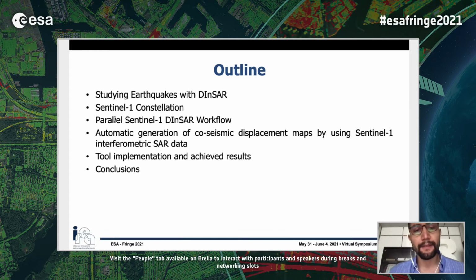The core of this presentation is the automatic generation of co-seismic displacement maps by using the Sentinel-1 interferometric data. This is the core of this presentation: how it's possible to generate in an automatic way the interferogram and displacement map inputs for services with geophysical, seismological, and also civil protection purposes.